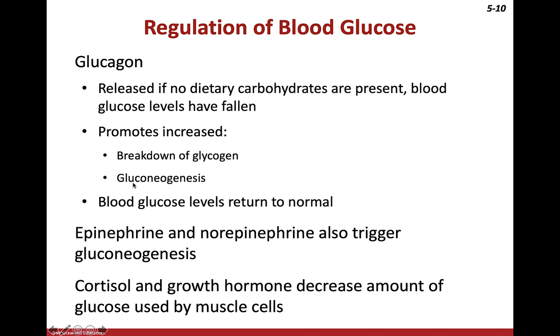Two other hormones also, epinephrine and norepinephrine, they're going to trigger gluconeogenesis and also increase the availability of glucose in the bloodstream. Cortisol and growth hormone, what they're going to do is decrease the amount of glucose that's being used by cells, so that glucose can actually be moved into the bloodstream to be used there also.